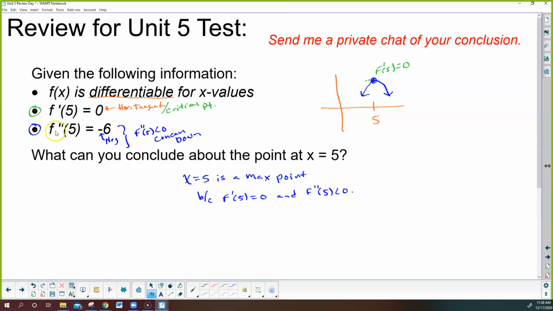Okay. Now, what if I changed this? If I changed this to a positive 6 right here, that would just change this from being concave down to concave up. And if it was concave up, then the point would have to be a minimum. I've seen problems like this on the AP test. That's why I brought this up. This is officially the second derivative test that we learned a couple days ago.